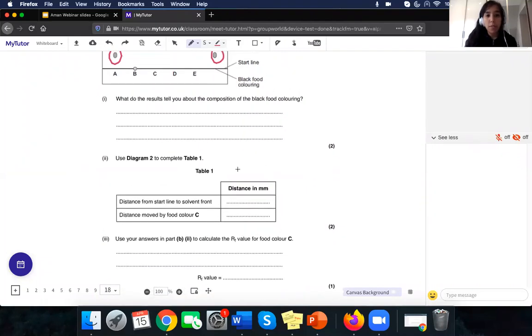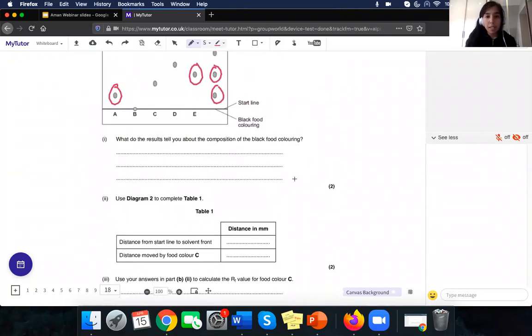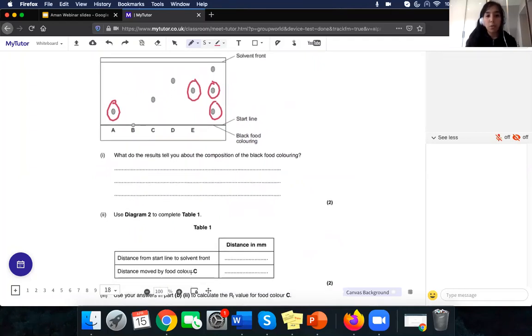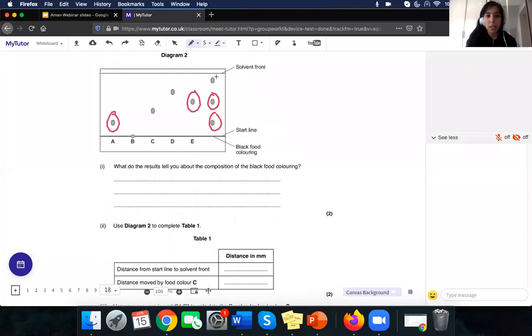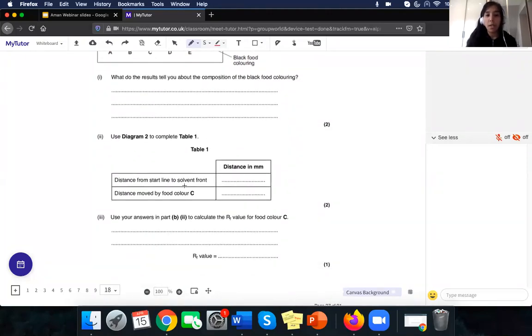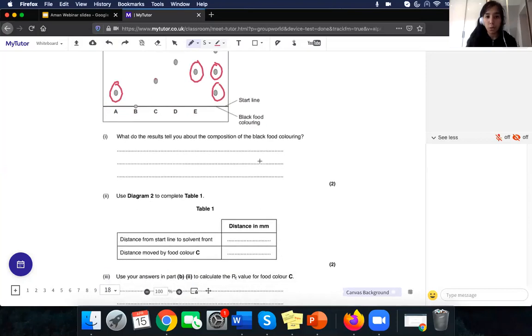Okay, use diagram 2 to complete the table. So we can't do that, but this would be how you would be asked about the RF in the exam. So remember, it's the distance from the start line to the solvent front, and the distance moved by food colour C. So this is the solvent front. So we would take a ruler and measure where the solvent front is, and then the distance moved by food colouring C, and we go to the top of food colouring C. So you go to here. And then the RF would be the distance moved by C divided by the solvent front total.